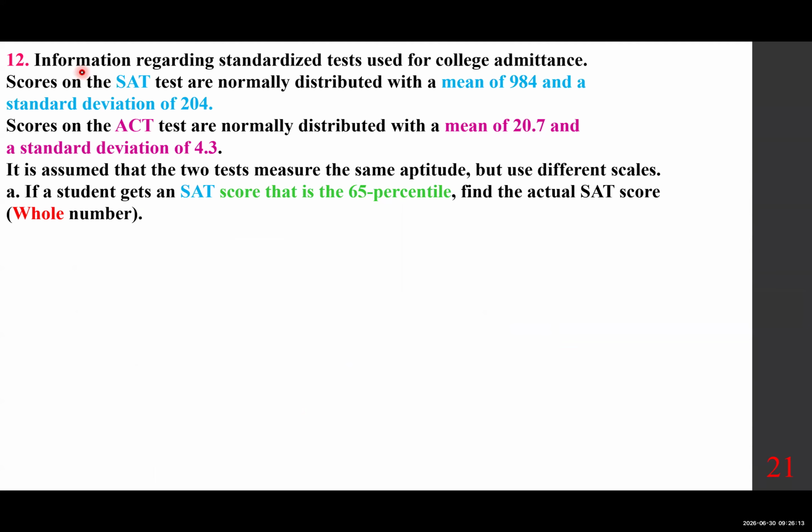Information regarding standardized tests used for college admittance: scores on the SAT test are normally distributed with a mean of 984 and a standard deviation of 204. So for SAT, that is the information. Scores on ACT test are normally distributed with a mean of 20.7 and a standard deviation of 4.3. It is assumed that the two tests measure the same aptitude, but use different scales. So I hope everybody is clear as to what's going on here.